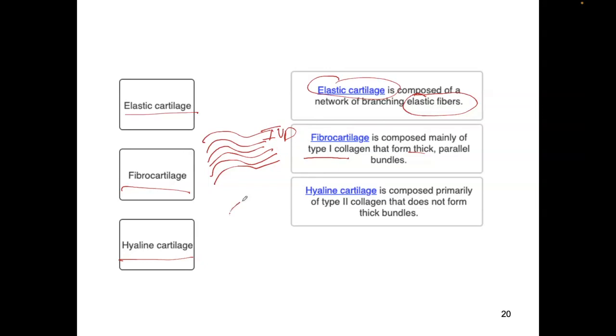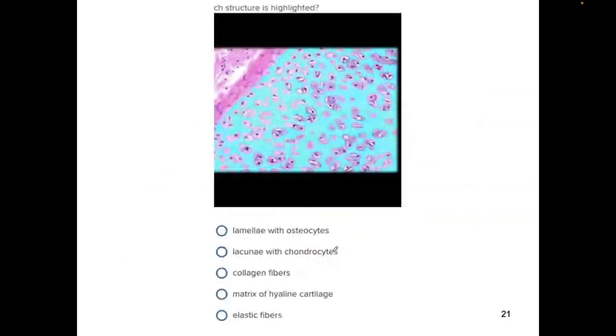But if we have collagen like this, and that's it, not too thick, it's type 2, but it doesn't form thick bundles, so this can break down more easily. That's with degenerative joint disease or osteoarthritis, and it's the same cartilage that breaks down with rheumatoid arthritis as well. Okay, this has shown up in the past on a Connect quiz.